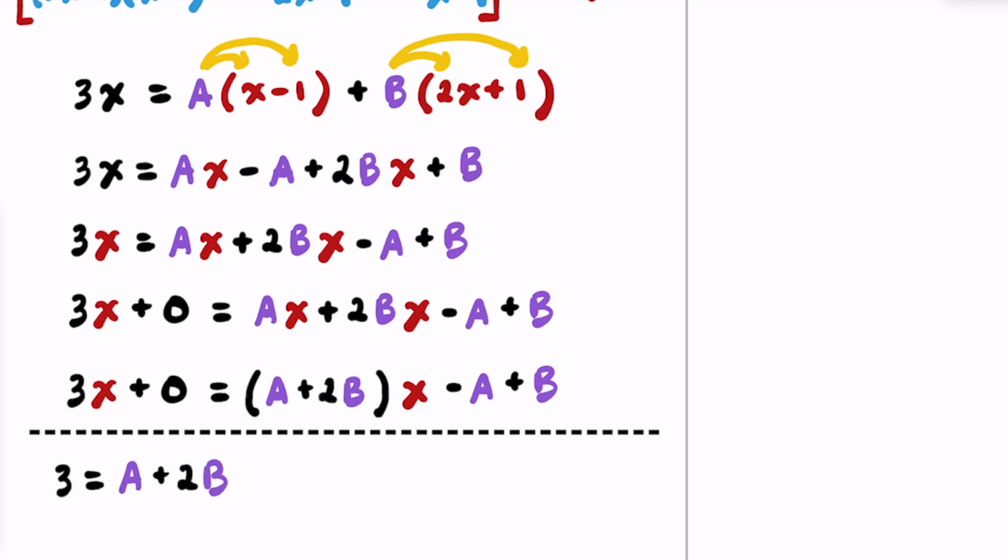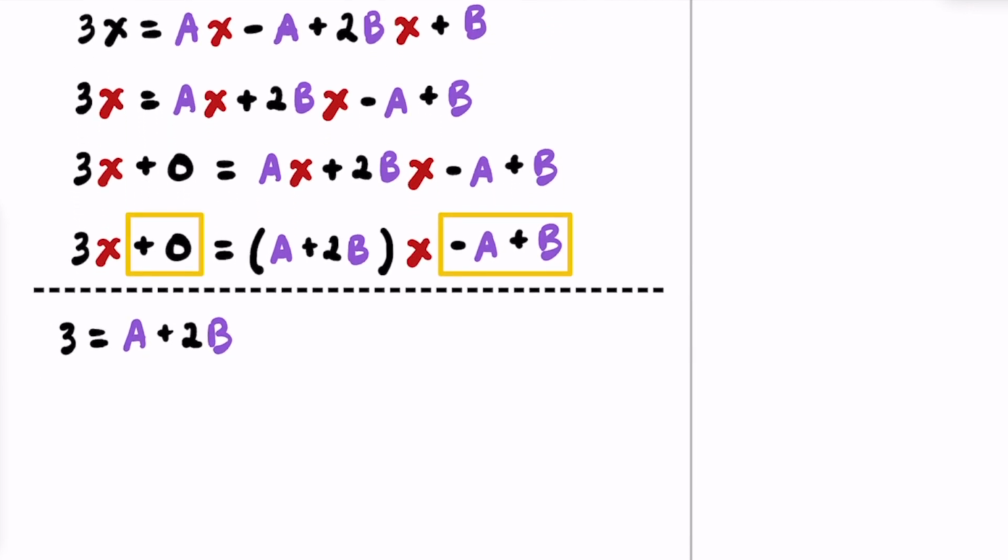Now similarly, the constant of plus 0 that we added on the left has to equal that negative a plus b on the right, which represents constants. So from this, we can write another equation here, and we can say that 0 is going to be equal to this negative a plus b. At this point, hopefully it looks familiar that we have a system of linear equations. We can go ahead and use substitution or elimination.